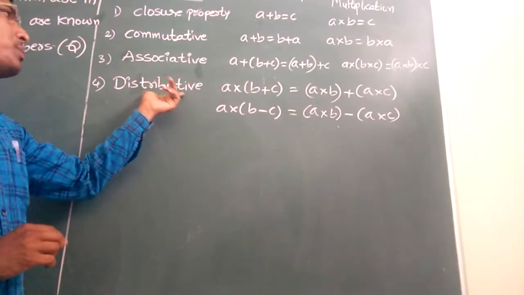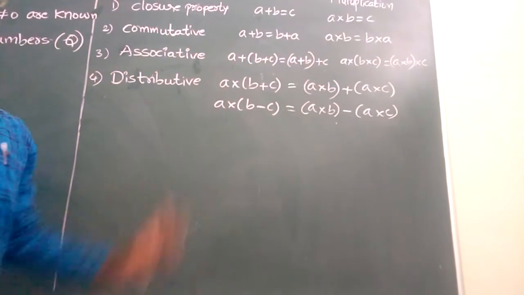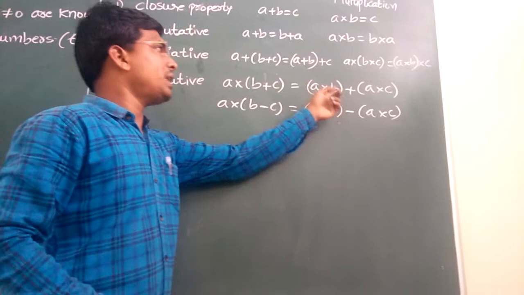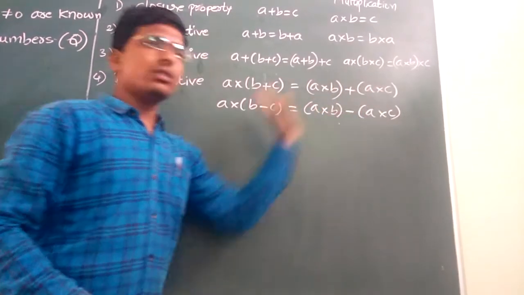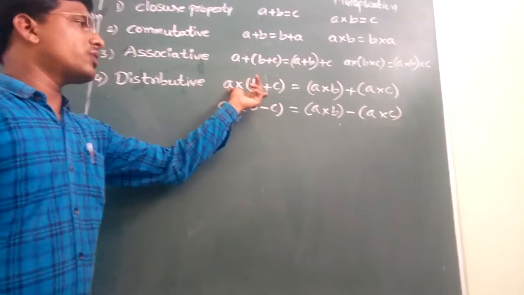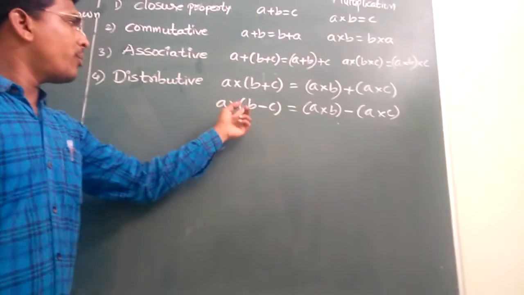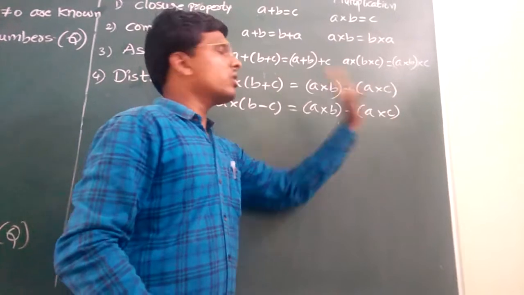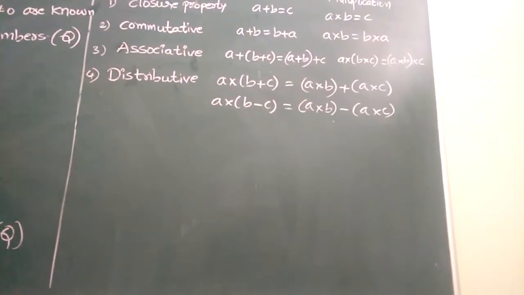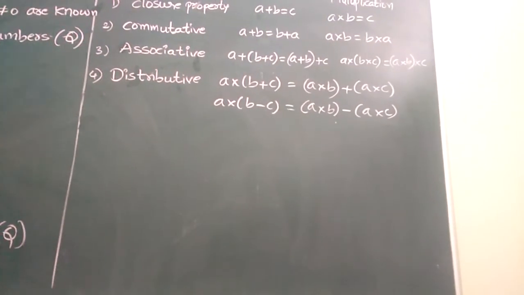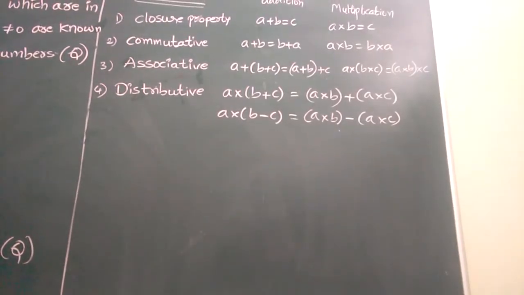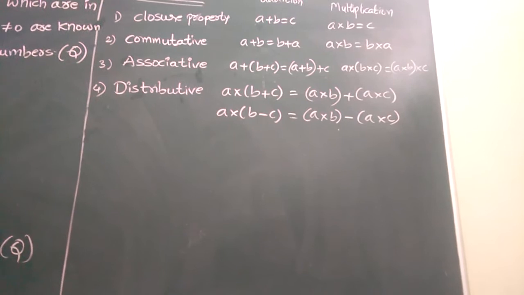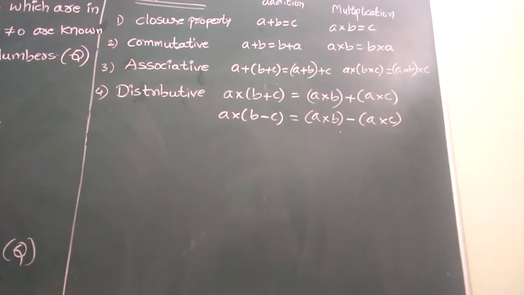Okay, in this distributive property both the formulas can satisfy. a into b plus c is equal to a into b plus a into c. Mostly in the 8th class we use this formula only. And a into b minus c is equal to a into b minus a into c. And not only these four properties, we have remaining properties: multiplicative identity, multiplicative inverse, additive identity and additive inverse. So now we are going to learn those properties.